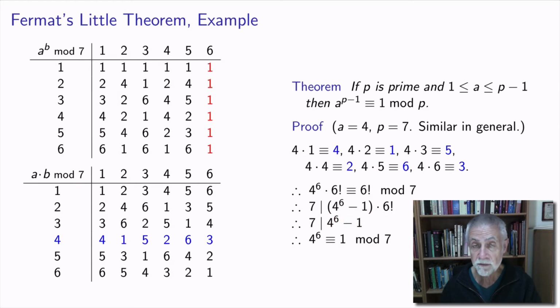Now 7 is prime, and it's certainly not a factor of 6 factorial. So that means, because it divides this, it must in fact divide 4 to the 6 minus 1, which means that 4 to the 6 is congruent to 1 modulo 7. So we use the P as a prime, and we use the fact that 7 does not divide 6 factorial. This gives us the result.